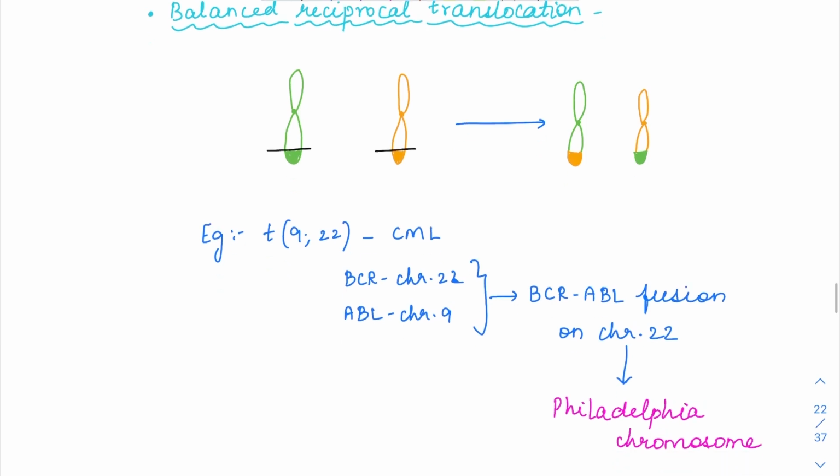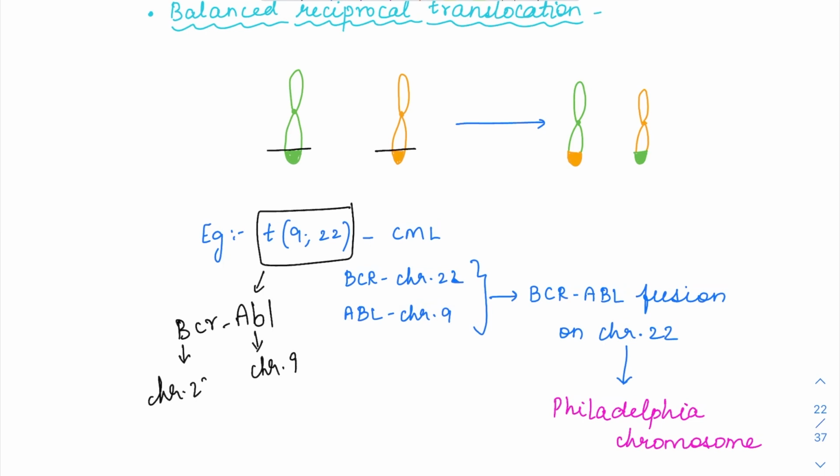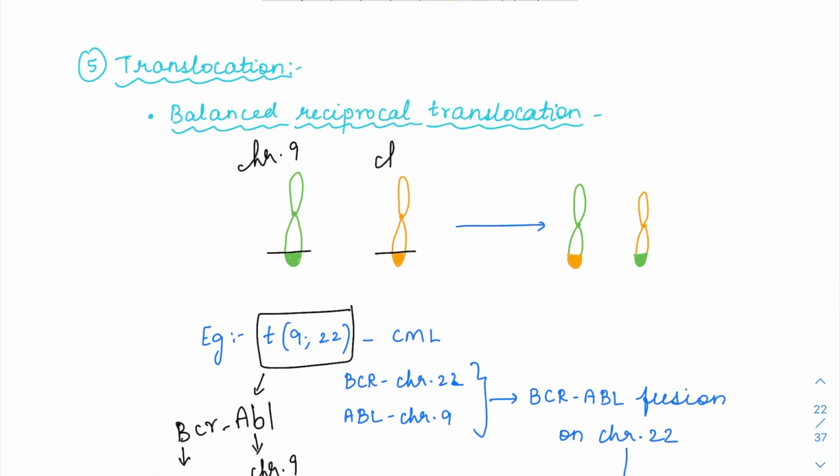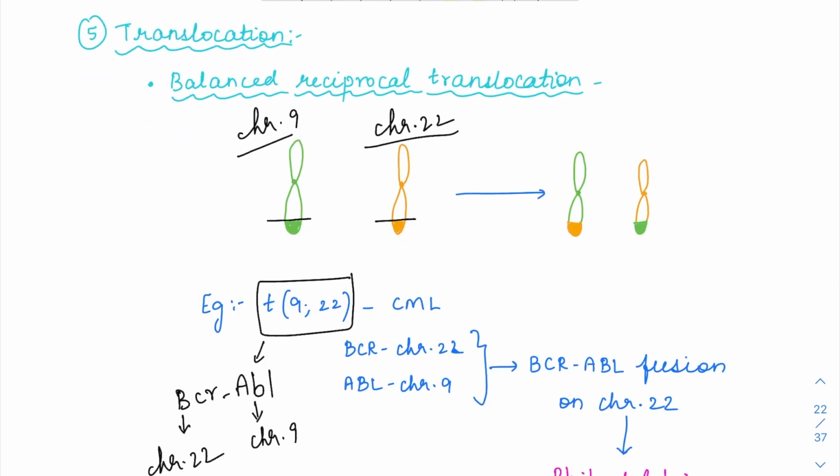The best example of this is chronic myeloid leukemia, in which the characteristic translocation is translocation 9;22. Okay, so here it is going to result in the fusion of BCR-ABL. ABL is actually present in chromosome 9, while BCR is present in chromosome 22. So suppose we take this as chromosome 9 and this as chromosome 22, and here there was ABL which was present at this side, and BCR is present in chromosome 22 over here.